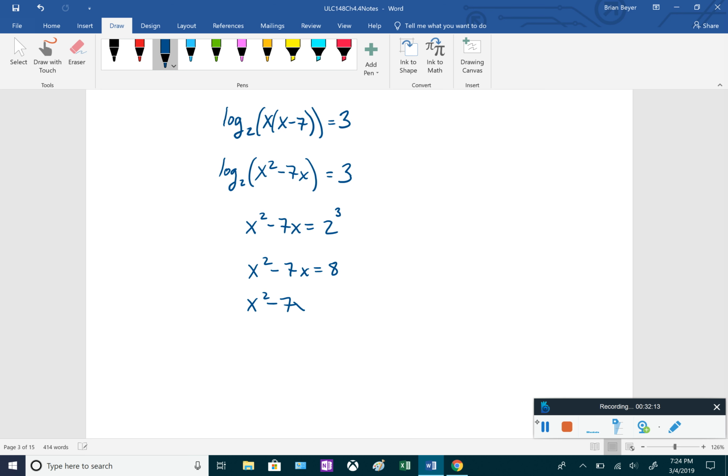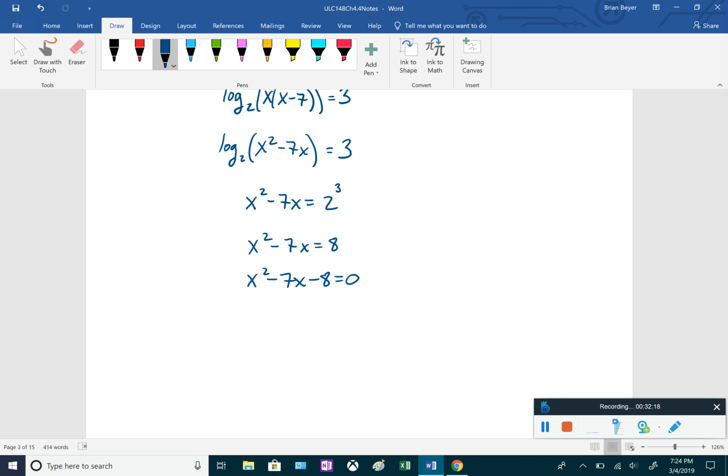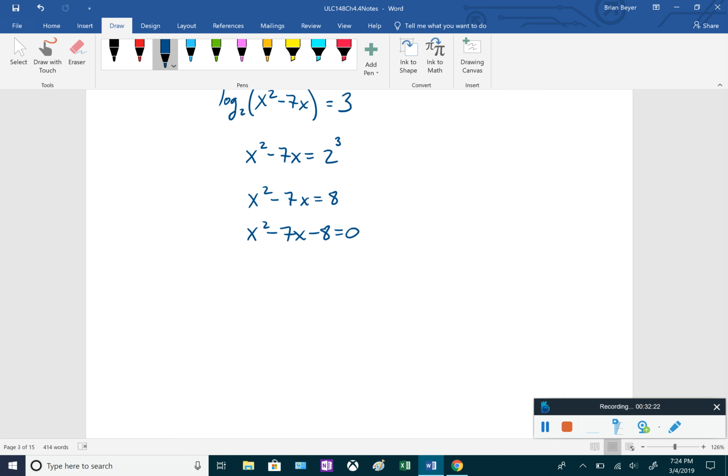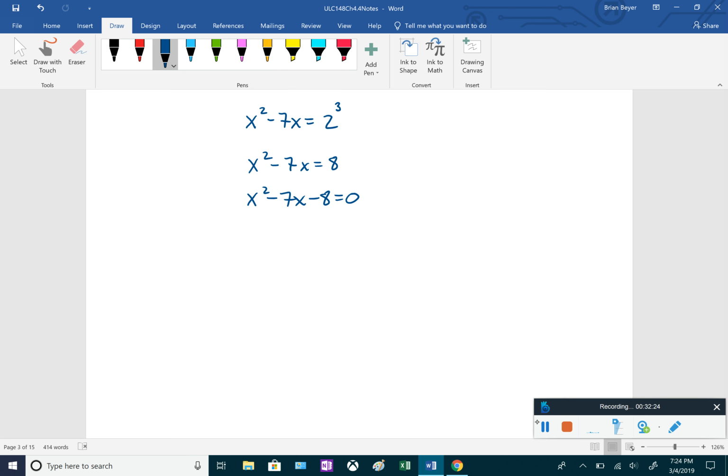Quadratic, let's get everything on the same side. So subtract 8 on both sides and get x squared minus 7x minus 8 equals 0. We hope that this can factor, and it can. So we factor it as x minus 8 times x plus 1. We set these equal to 0 separately. x minus 8 equals 0 gives us x equals 8. x plus 1 equals 0 gives us x equals negative 1. And now we have to check these.